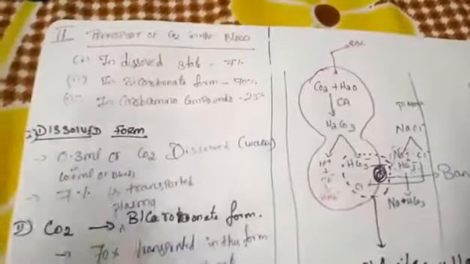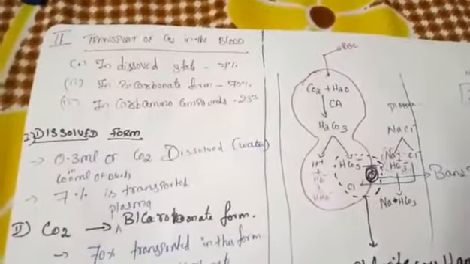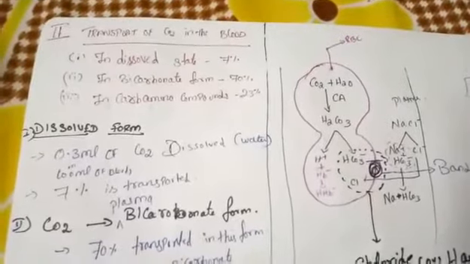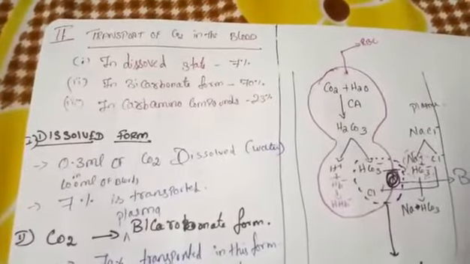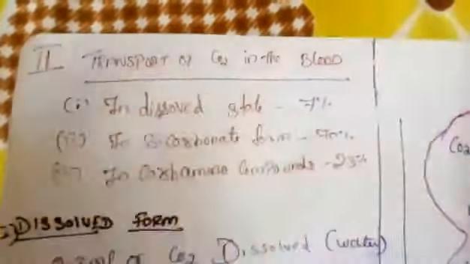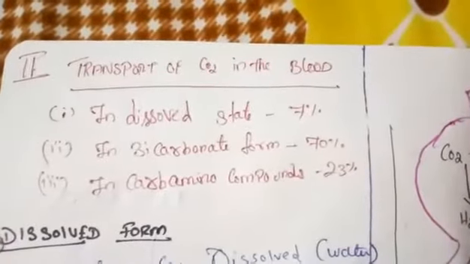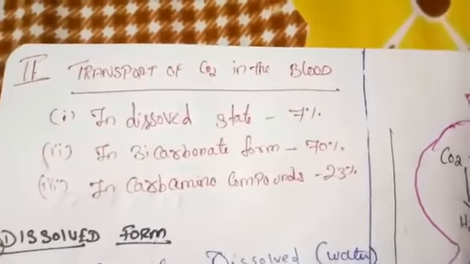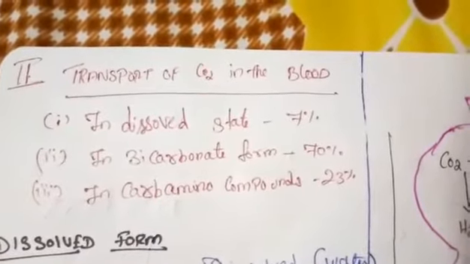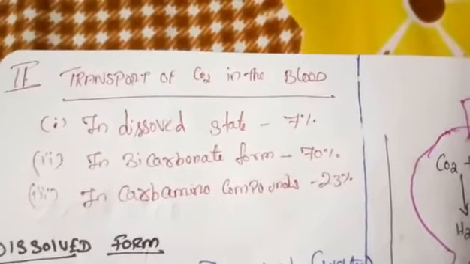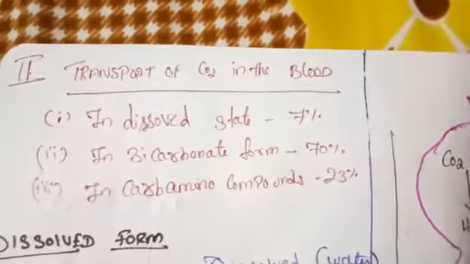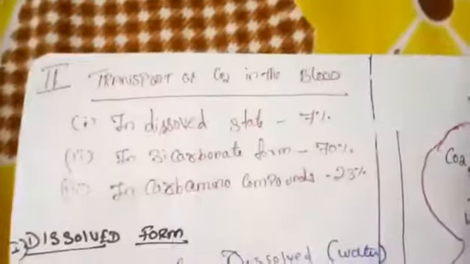Once it is diffused from the tissue into the tissue capillary, inside the blood, how is it transported? The transport of carbon dioxide in the blood takes place in three important ways. One, in dissolved state. Second, in bicarbonate form. And third, in carbamino compounds. In dissolved state, about 7% is transported in this form, 70% by bicarbonate form and 23% by carbamino compound. First we'll see about the dissolved form.